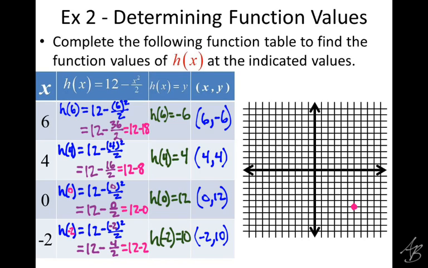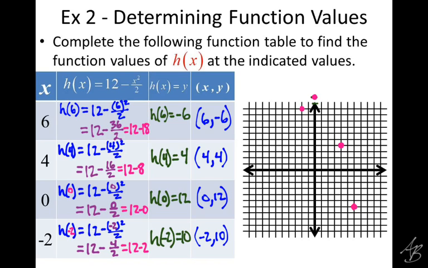Then 4, 4 is going to be where? Right 4, up 4. Get a point right there. 0, 12. We're going to stay at the origin and then go up 12. And since it only goes up to 10, we're going to have to go up an extra 2 there. And so I think it's going to be right about there. And then -2, 10. Go left 2 and up 10.